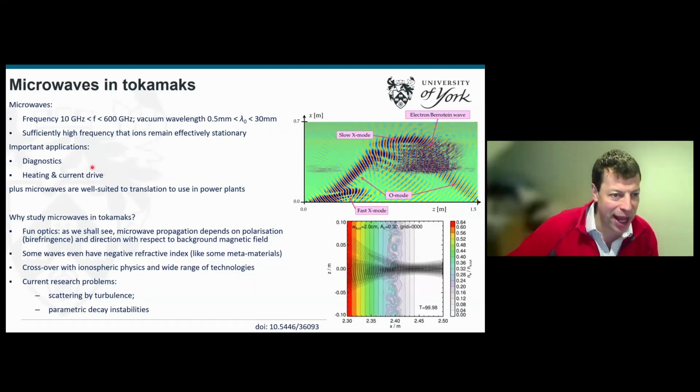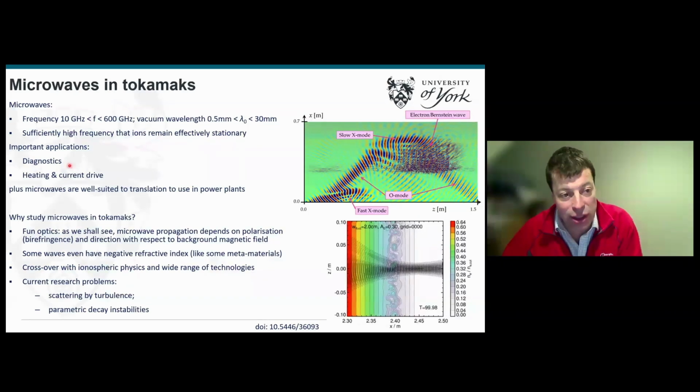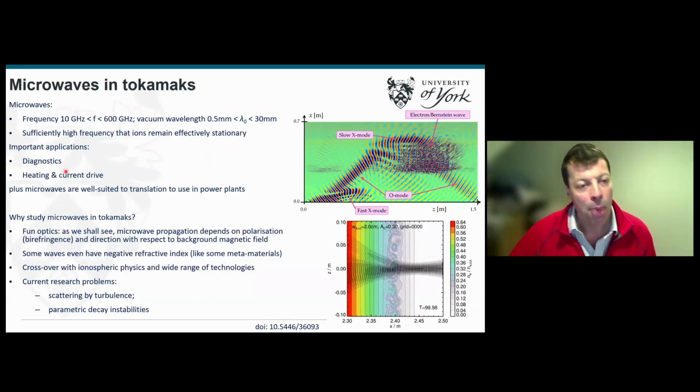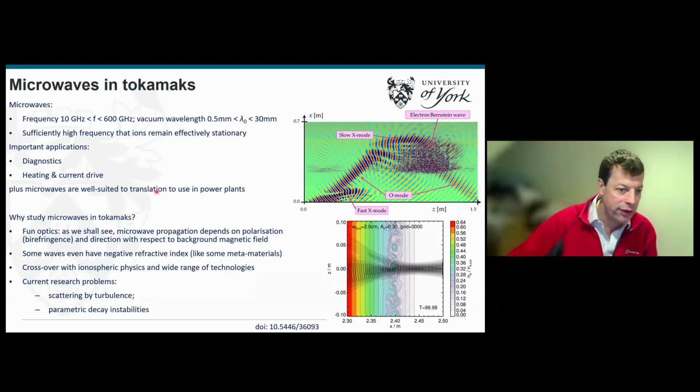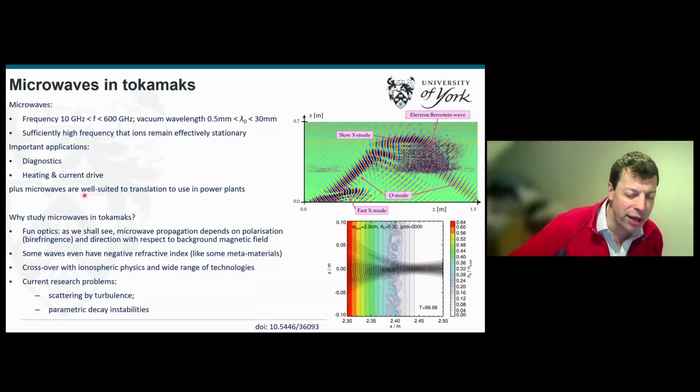There are important applications for microwaves and tokamaks. Diagnostics: I spend a lot of my time doing effectively electronic engineering, building really advanced radar systems to see what's going on in tokamak plasmas. But also, as I mentioned on the previous slide, we use very high power microwaves for driving current in tokamaks. And it turns out that the microwave technology is very well suited to use in power plants, for reasons I can discuss later if you want.